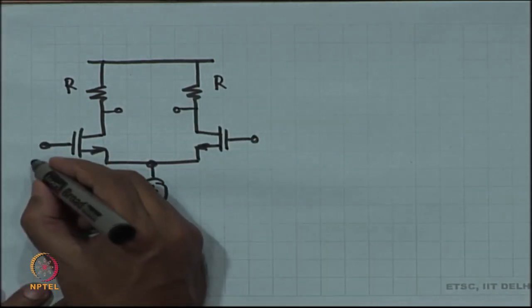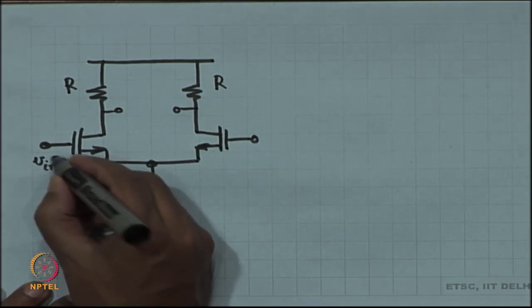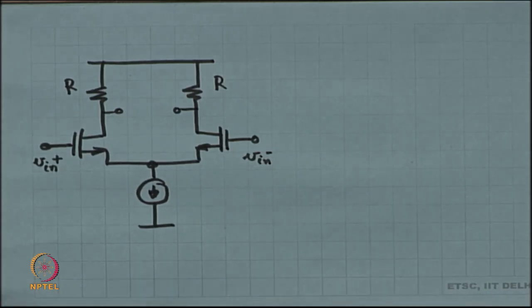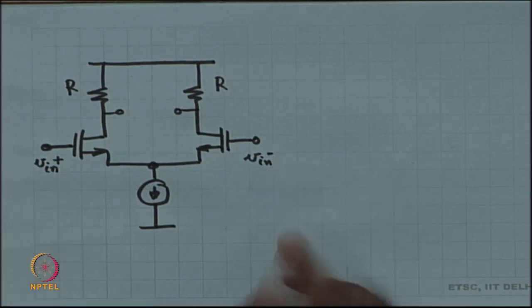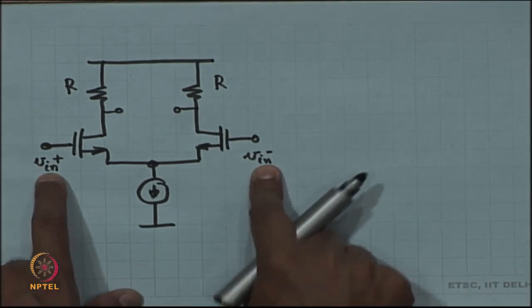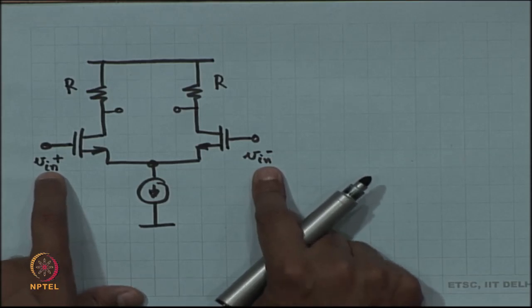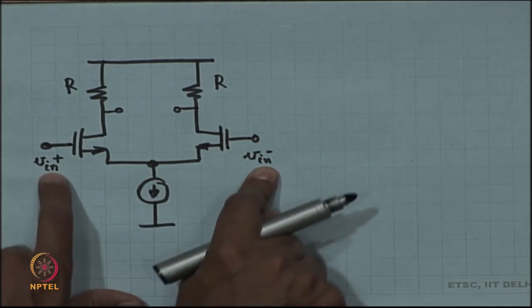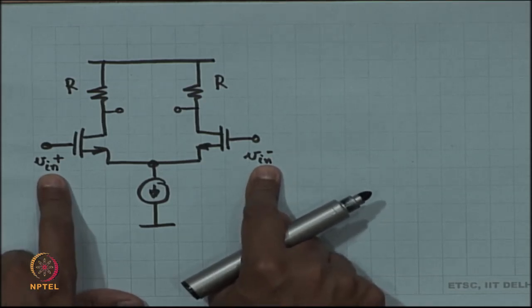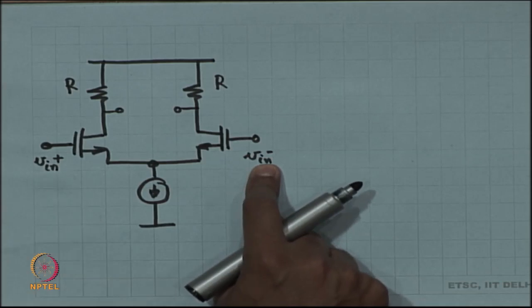Over here you have two inputs, V in plus and V in minus, and the expectation is that the amplifier is going to amplify the difference between these two voltages, and at the same time suppress the average of these two voltages. So, if there is anything in the average of these two voltages, that should get suppressed at the output, whereas if there is a difference between these two inputs, then that should be amplified at the output.